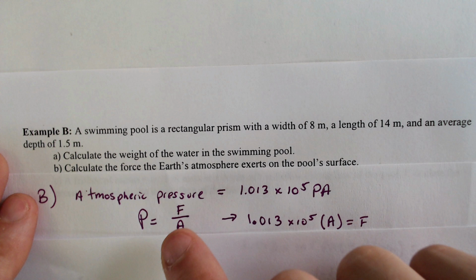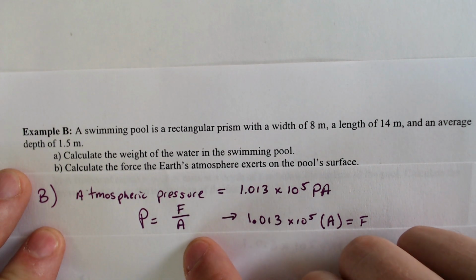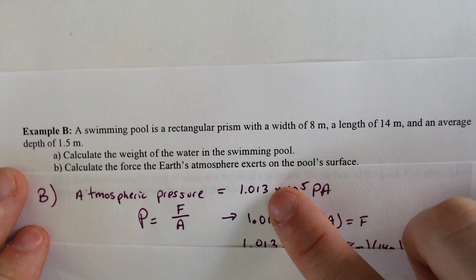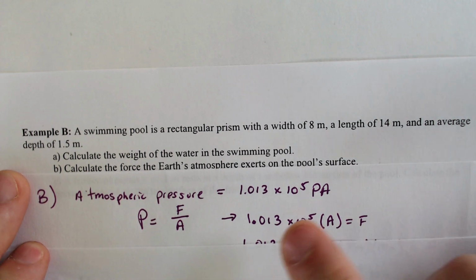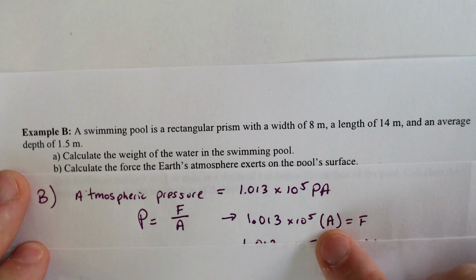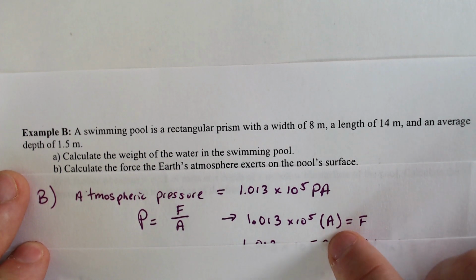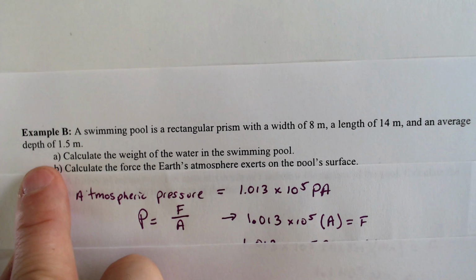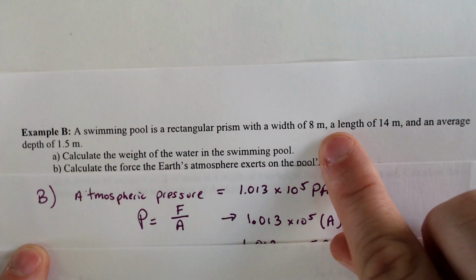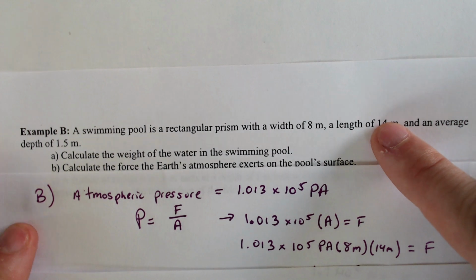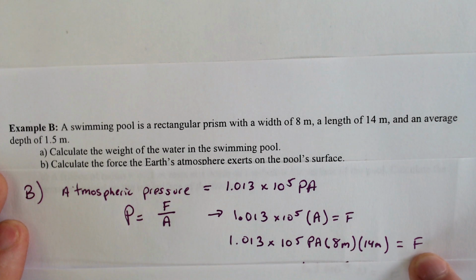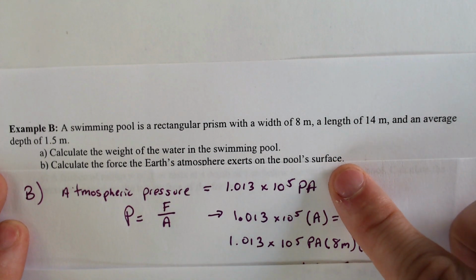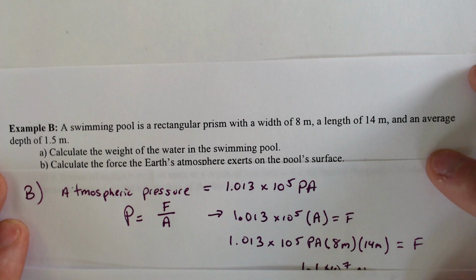Pressure is the amount of force divided by the area of the surface that you're caring about. So if we plug in the pressure of the atmosphere and multiply by the area, we would end up with our force. The pressure of the atmosphere is 1.013 times 10 to the 5th times the area of this pool. What is the area of the pool? It doesn't care about the depth of the pool. It would only care about the length and the width. So if we multiply that atmospheric pressure times the length and the width, we would end up with the force of Earth's atmosphere that it is exerting on the entire pool's surface.